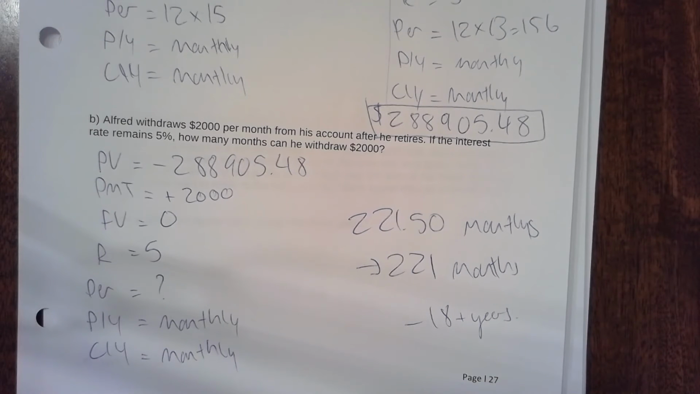All right. We're going to skip Alfred's sister, but you tried that on your own, so we're going to skip this one. Keep going.